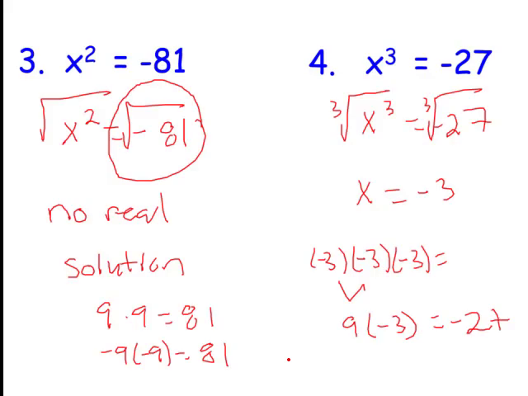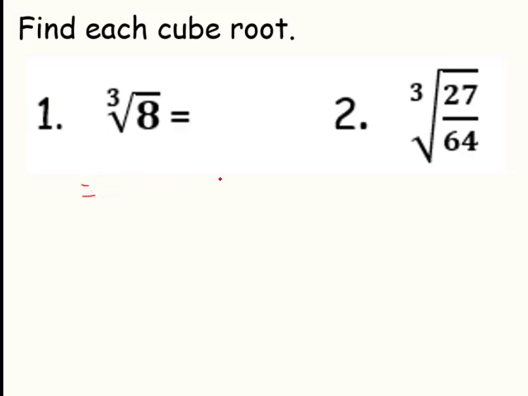What number times itself and then times itself again is 8? And that answer would be 2. 2 times 2 is 4, times 2 again is 8.